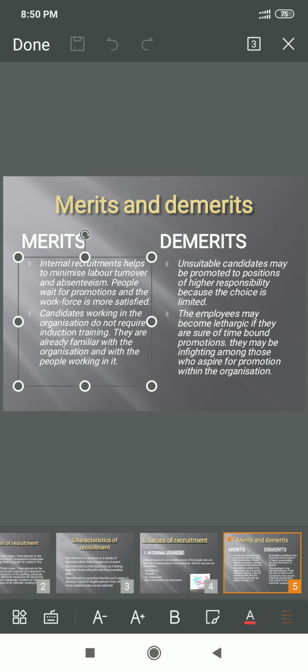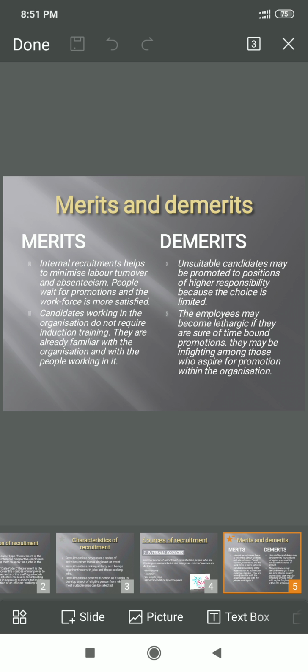Okay, let's look at the first bullet. The first bullet says, if you are going for internal recruitment, the first benefit which we get is that internal recruitment helps to minimize labor turnover and absenteeism. What is labor turnover? Labor turnover is also known as staffing turnover, and it refers to the ratio of the number of employees who leave a company through attrition, through dismissal, through resignation.